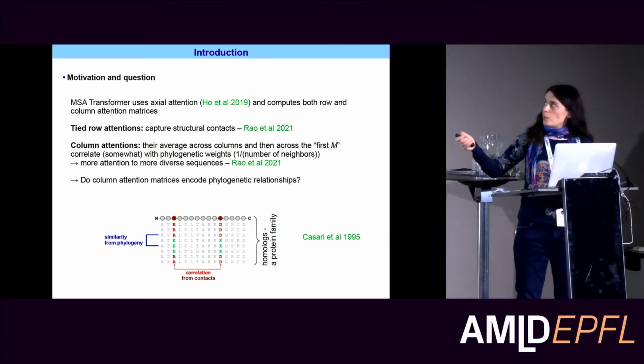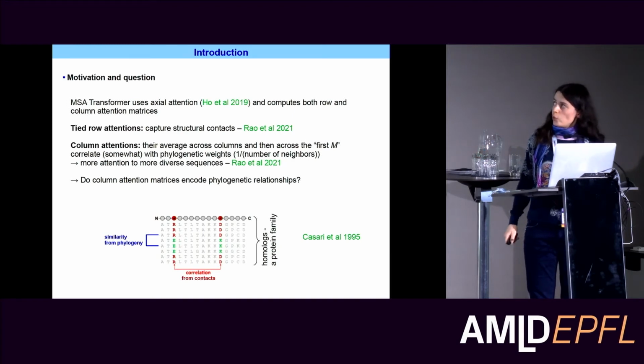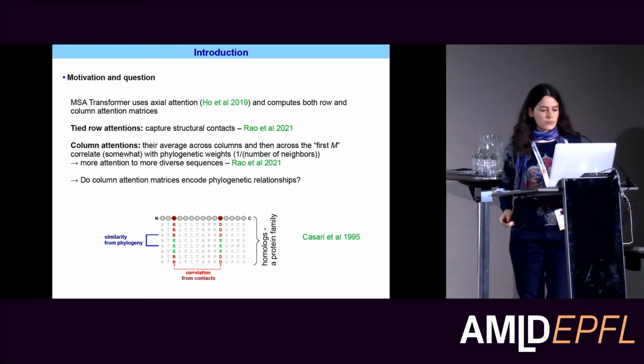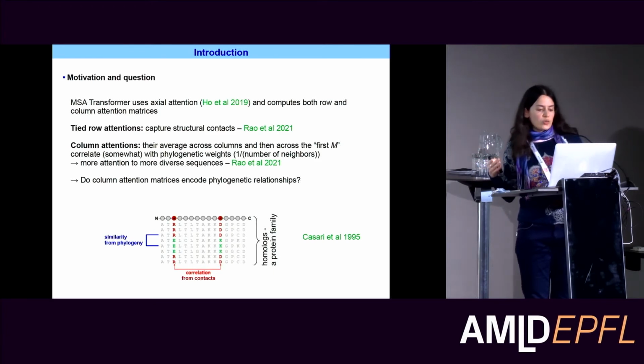In the original paper, it was shown that the column attentions, when you take some average of them, correlate somewhat with the phylogenetic weights, which are 1 over the number of neighbors of a given sequence. This was interpreted as meaning that more attention is given to more diverse sequences in the model. We asked a question going beyond this: whether the model encodes detailed phylogenetic relationships between sequences.